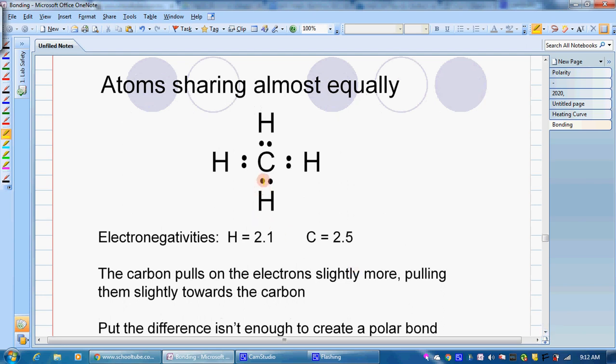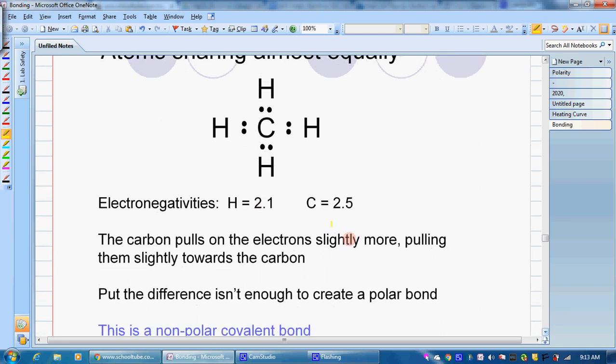Here's another example. We have carbon in the center and hydrogen on each side. The electronegativity between carbon and hydrogen is not exactly the same, so carbon is going to pull a little bit more, but the difference really isn't enough to make it a polar bond, because the difference is 0.4. If we take the difference between 2.5 and 2.1, it is 0.4. That still is considered a nonpolar bond because the difference is not big enough.